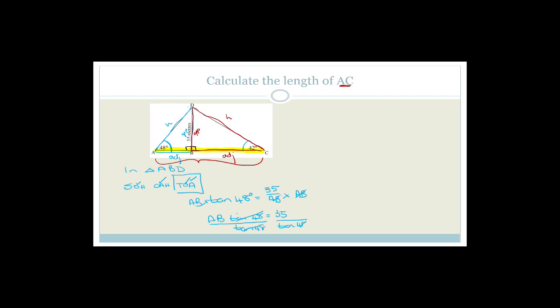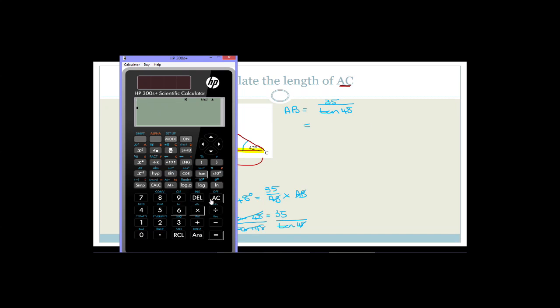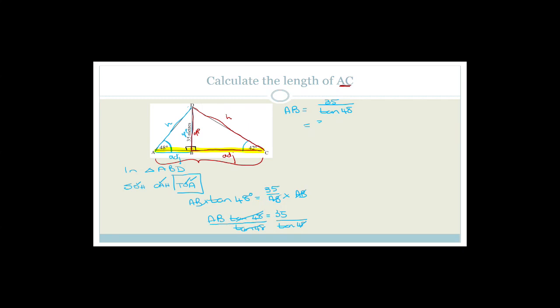So therefore we can cancel these two and we have that AB is equal to 35 over tan of 48. Okay, and now we can put that in our calculator. So let's get our calculator out and clear it, and we can use our fraction button. It gives 35 all over tan of 48, and we close the bracket and say equals, and that's 31.5. I'm going to round to two decimal places, so it's 31.51 units. Okay, so that's AB. Now we need to work out BC.